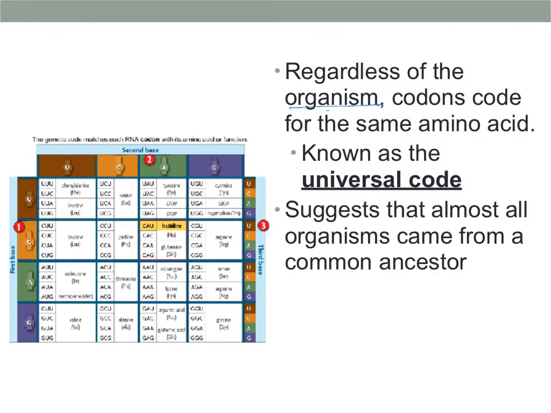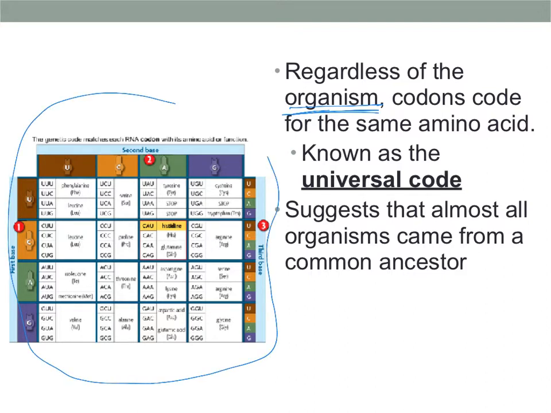Regardless of the organism, codons code for the same amino acids. So this table right here is what's called the genetic code, or the universal genetic code for protein synthesis. This gives evidence that almost all organisms came from a common ancestor.